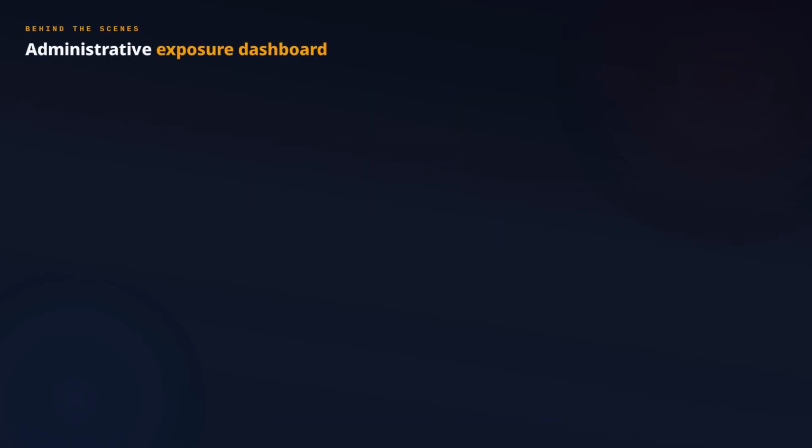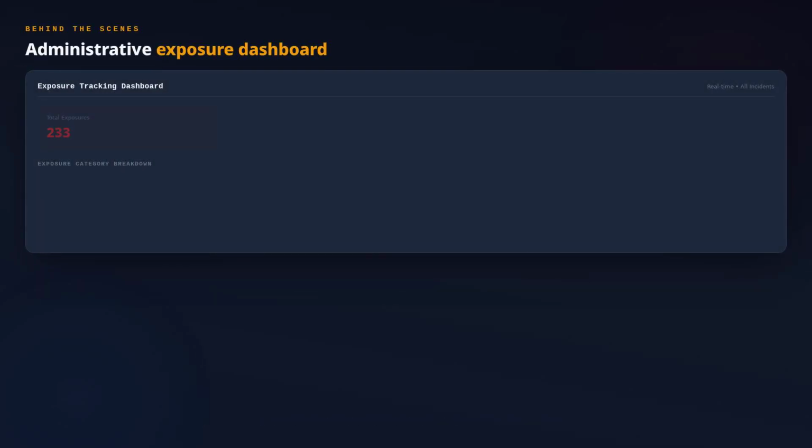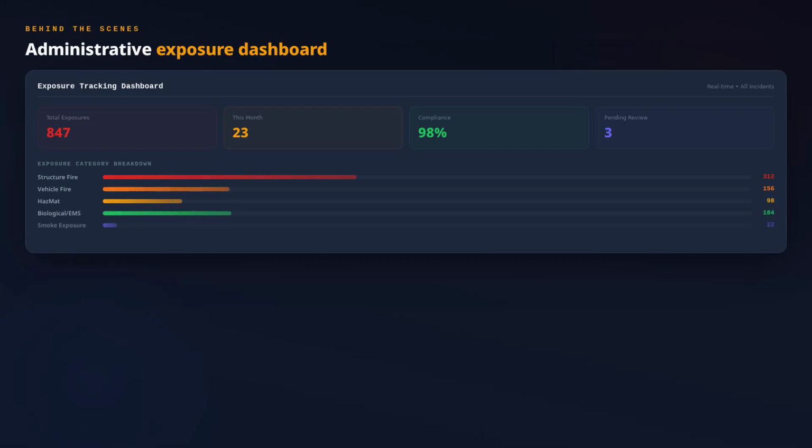Every exposure report feeds into the administrative exposure dashboard in real time. Total exposure counts, monthly trends, compliance rates, and pending reviews are all visible at a glance. Category breakdowns show structure fire, vehicle fire, hazmat, biological, smoke exposure, and overhaul incidents. Organization-wide visibility without opening a single PDF.